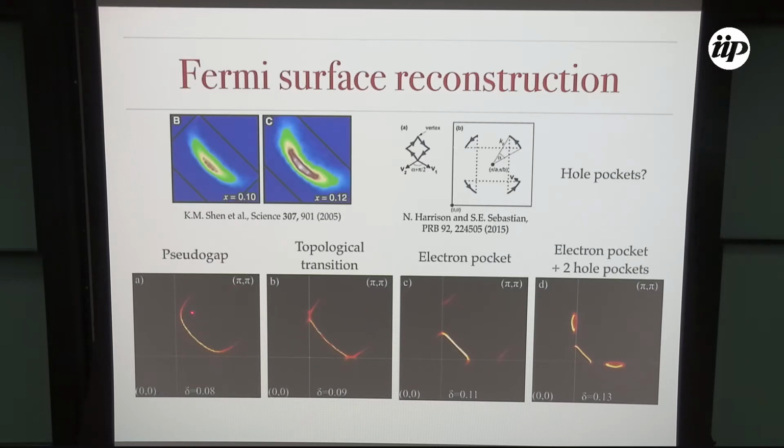The first and second pictures correspond to the ARPES data, and the next evolution of the Fermi surface corresponds to the Harrison and Sebastian theory, proposed to describe the existence of the open-net electron pocket, which also has a diamond-shaped form. And there's also a question about the electron pocket plus 2 hole pockets.